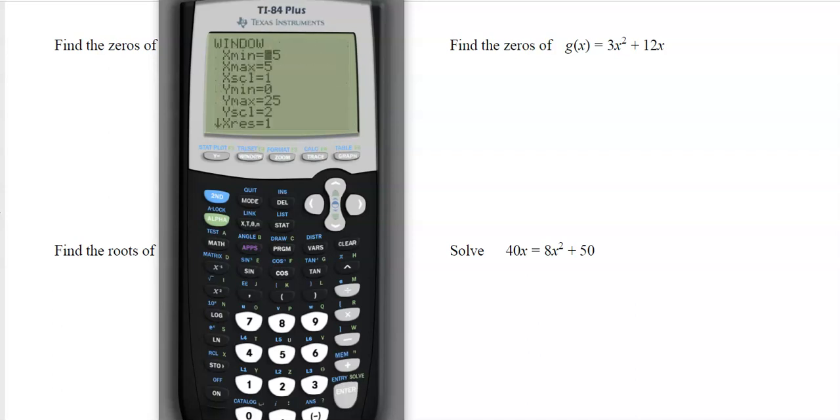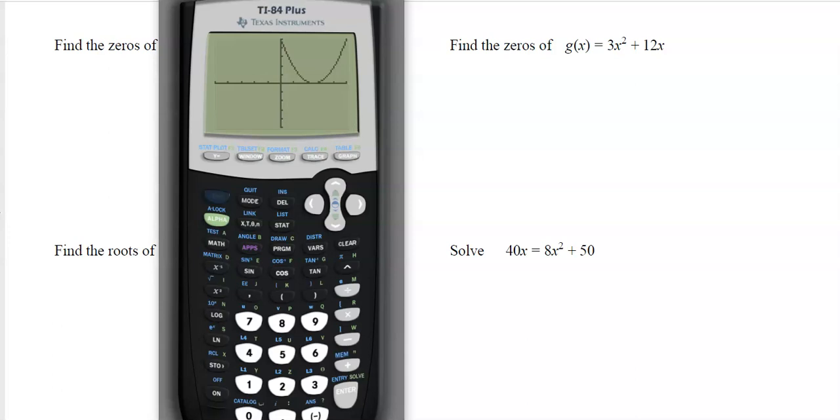And let's make our window. We'll keep the x's tight from negative 5 to 5. And the y's, we know it goes all the way up to 50. So maybe I'll go negative 50 to 50. That's 100 spaces. So maybe we'll go by tens. And let's try it. Boom. And I think right there at 2.5 is going to be it.